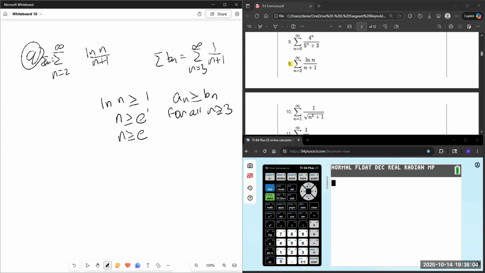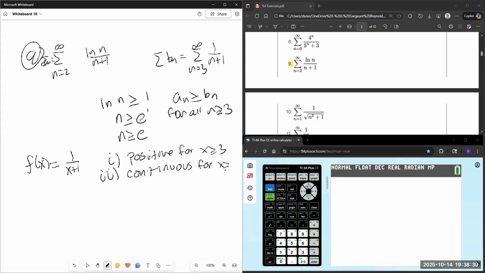And then I need to test for convergence or divergence of Bn using the integral test. So f of x equals 1 over x plus 1 is positive for x greater than or equal to 3, continuous for x greater than or equal to 3. Let's prove that it's decreasing.